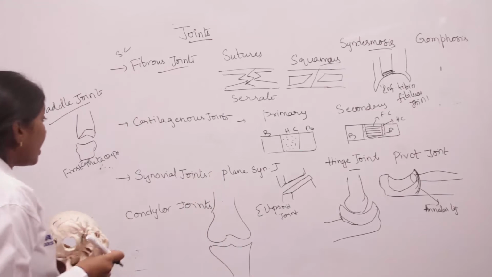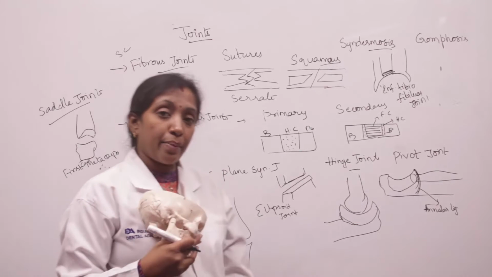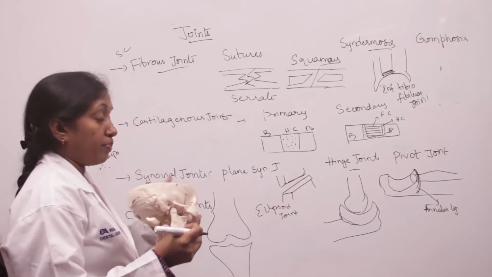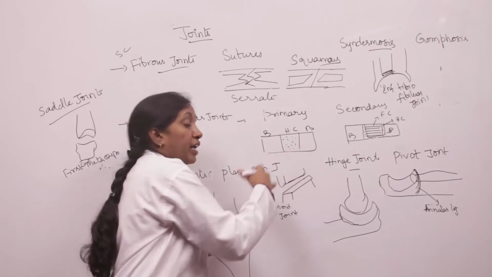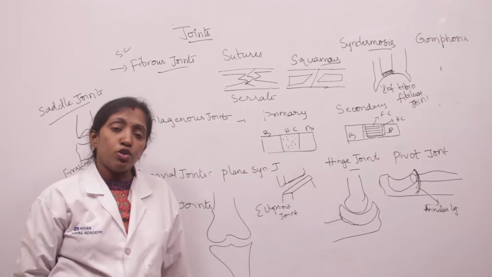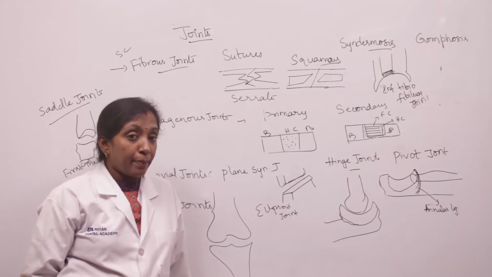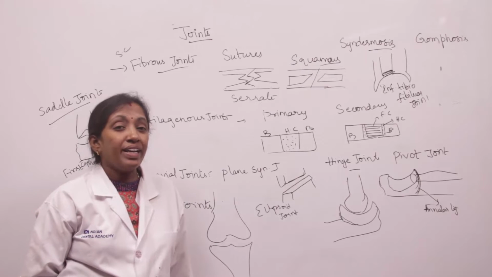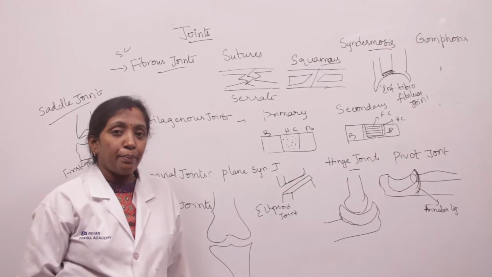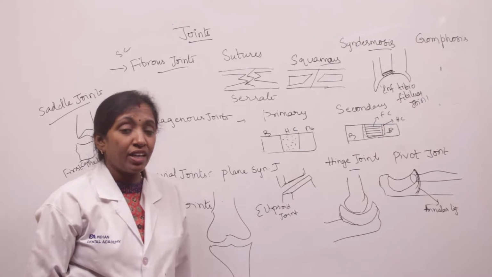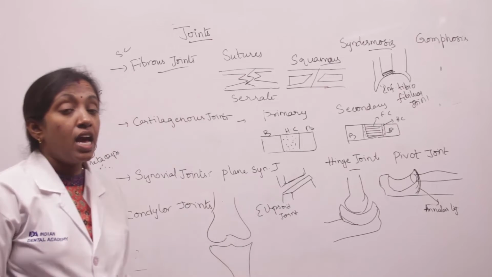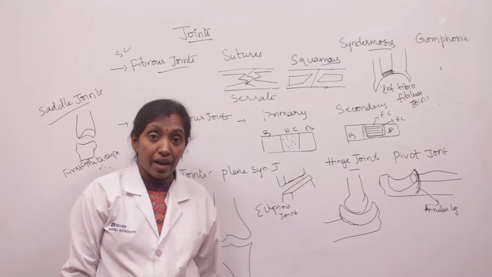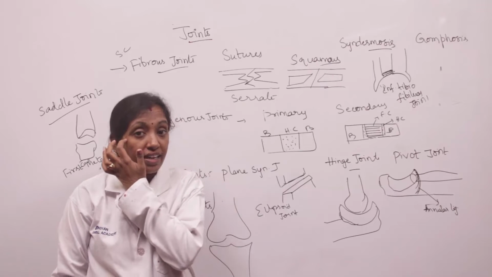Coming to the cartilaginous joints, they are primary and secondary cartilaginous joints. In primary cartilaginous joints, the two bones are united by a plate of hyaline cartilage. In future, this hyaline cartilage is replaced by bone cells. So primary cartilaginous joints are temporary joints. We can see the joint between the epiphysis and diaphysis, where an epiphyseal plate of cartilage is present.